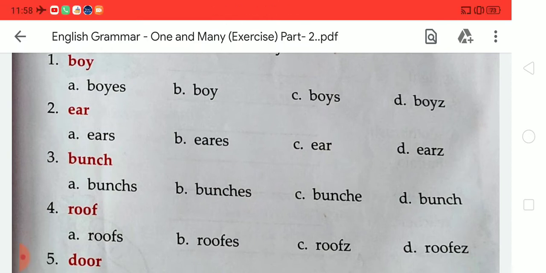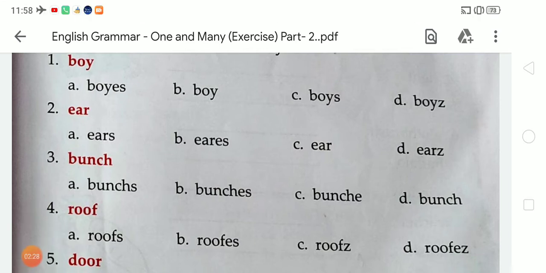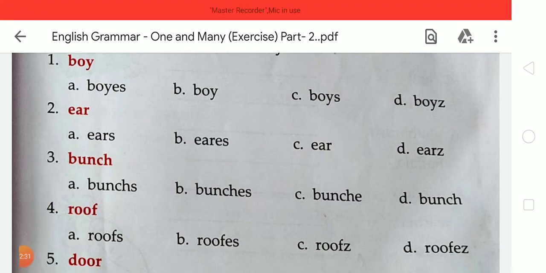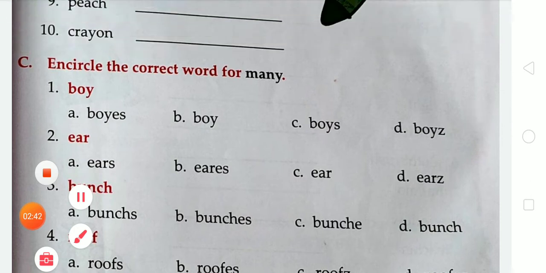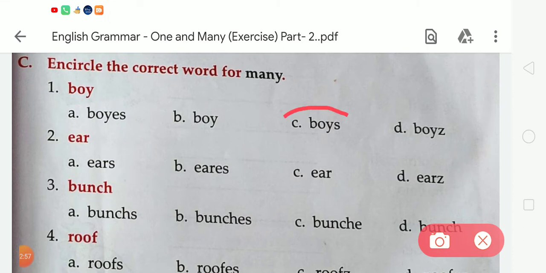Dear students, tell me which one is correct among the given options. Option A is boys, B is boy, C is boys, and D is boys. Tell me which one is correct. As we all know, the plural form of boy is boys. Tell me which is correct in the given options. Option number C is correct, so we have to circle option number C.